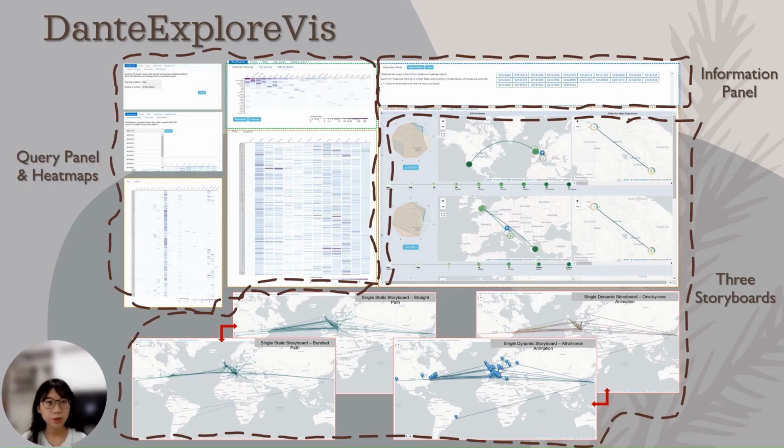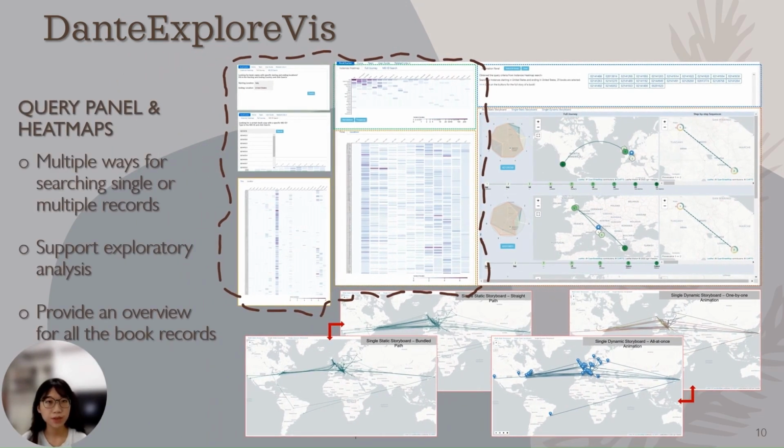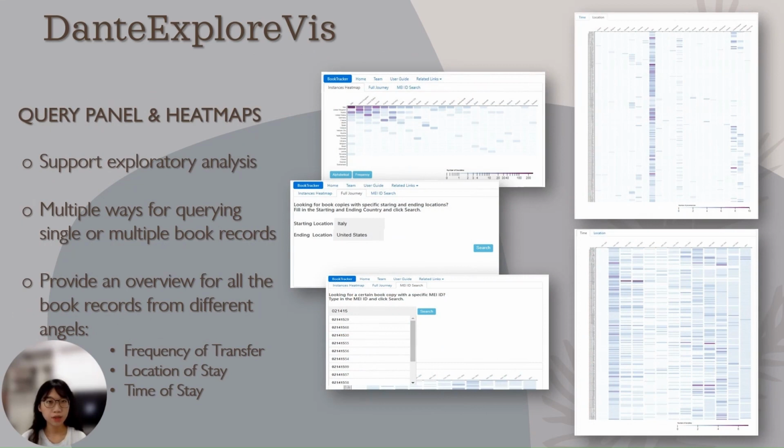Dondi Explore Viz is the tool that supports domain experts in analyzing and presenting the book trade data. On the left are the query panels and heat maps. They are mainly used for data retrieval and exploratory analysis, as well as providing a global overview and insights. It enables users to query data in several ways. Additionally, cells within the heat maps can also serve as a data entry point. We have implemented 3 heat maps to present data from different perspectives.